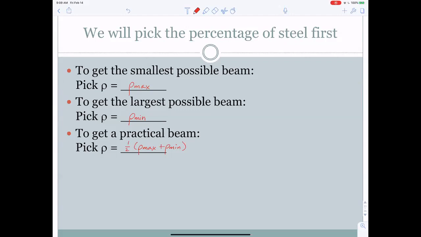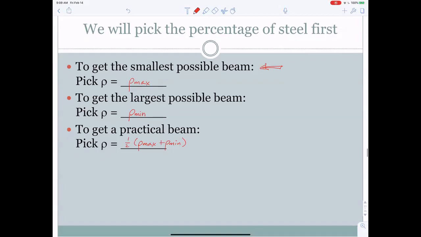Now, there are situations where you need to have as small a beam as possible. And so what you're gonna do is pick rho max. I don't know why you would want the biggest beam possible, but where rho min comes into play sometimes is for architectural reasons. You'll make a structural member very large, larger than it needs to be. And in that case, there's a minimum amount of steel you will have to have, even though you don't need it all.